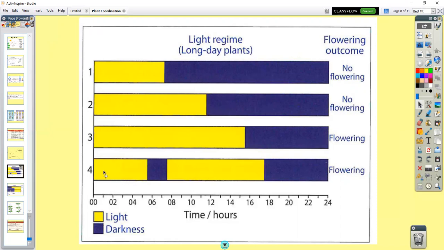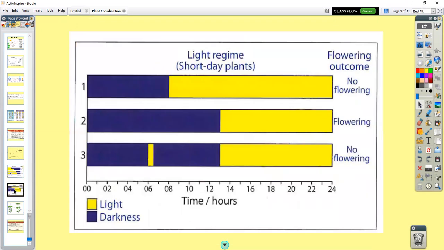With this one, again, P660 converted to P730 in the light, slow conversion back to P660 in the darkness, and then another period of light where it's quickly converted to P730, short period of darkness, so it would have that stimulatory effect, bringing about flowering in your long day plant.